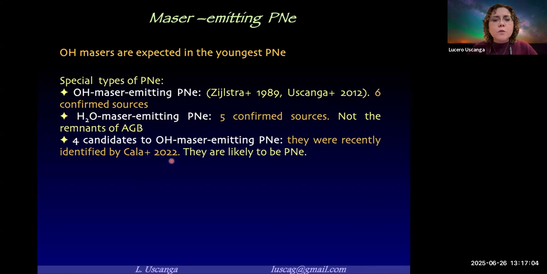Back in 2022, Kala and collaborators found a group of 4 candidates of OH maser emitting planetary nebulae, which are most probably likely to be part of this, let's say, selected group because there are only a few sources. They are very interesting, but it seems that the phase is so short and the probability to have masers is not so high that's why this number of sources is very small.